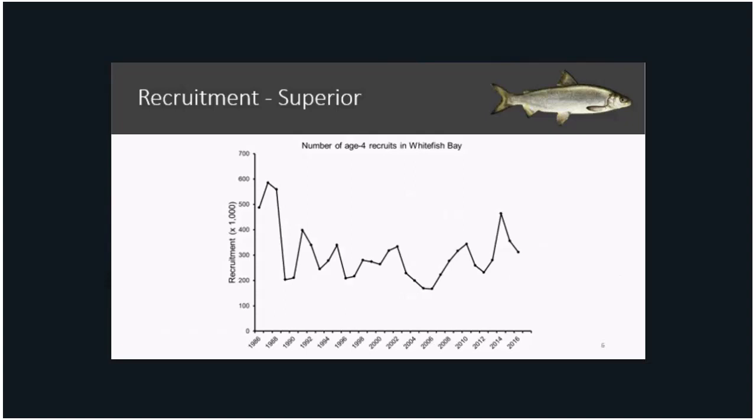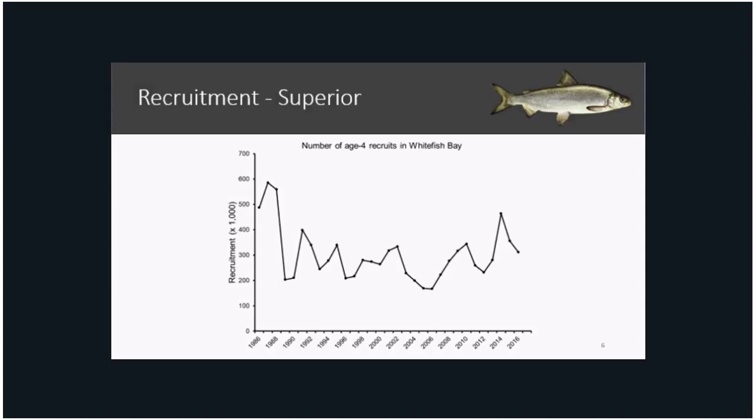If we jump forward and look at recruitment, this plot is the estimated number of age 4 fish in a given year. Again, this is for Whitefish Bay, our case study unit. Age 4 is the first age that we model in our population assessments. And you see some ups and downs here, of course, which is what you would fully expect as you examine recruitment, but there's really no trend in this data over time.